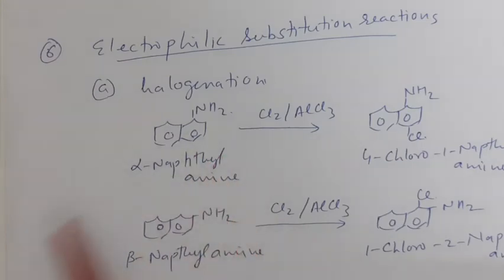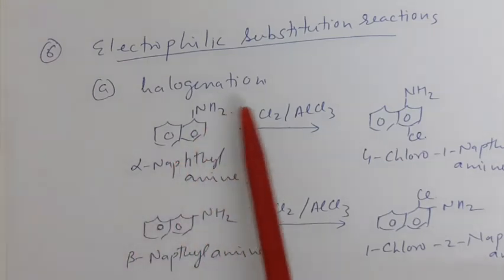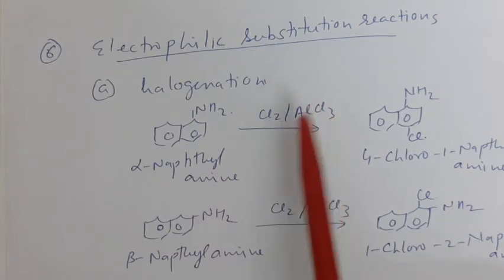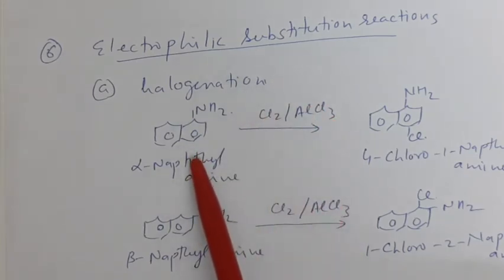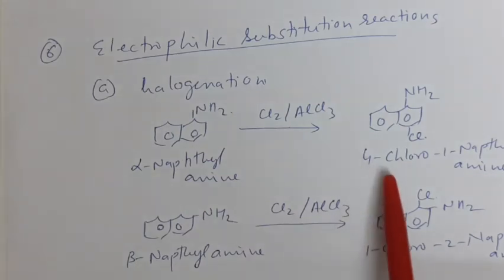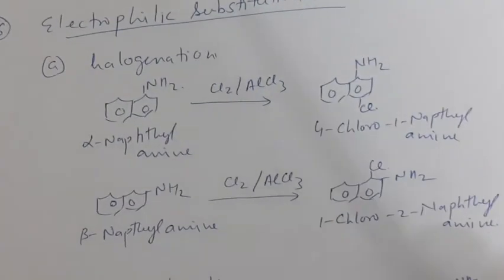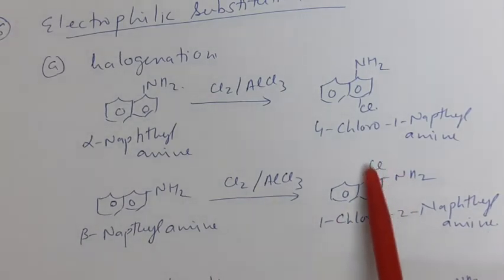on the benzene ring. For halogenation, alpha naphthylamine reacts with chlorine in the presence of AlCl3. The chlorine ion attacks at the para position, and we get the substituted compound 4-chloro-1-naphthylamine. If it is beta naphthylamine, then its halogenation gives 1-chloro-2-naphthylamine. The chloronium ion attacks on the 1 carbon.